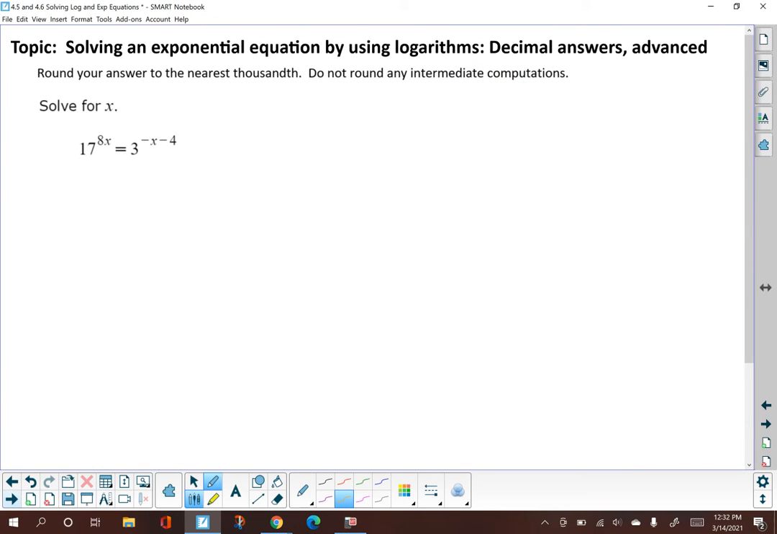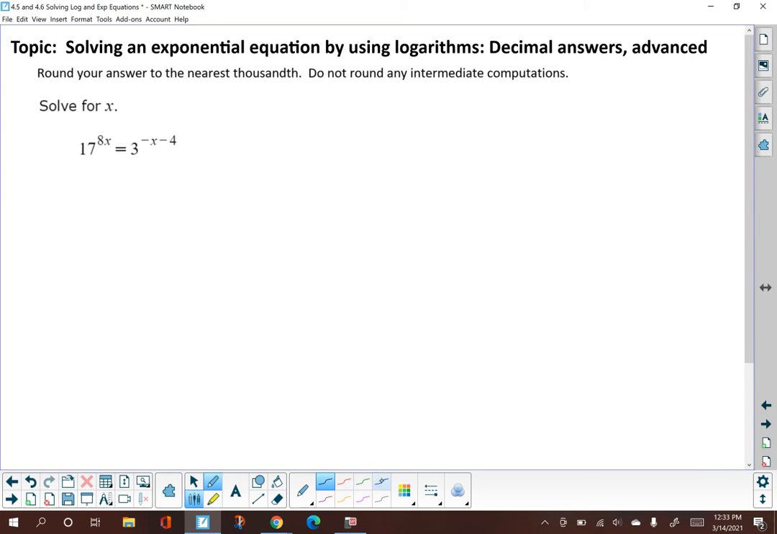Okay, last topic in this section, solving an exponential equation by using logarithms, and these are definitely advanced problems, a very difficult problem. What makes this problem difficult is that we have an exponential on each side, a base 17 exponential and a base 3 exponential. And there are definitely several ways you could attack this problem. I'm going to show you the way that makes most sense to me. If you hate this way, I can show you some other ways to solve it. Just let me know in class.